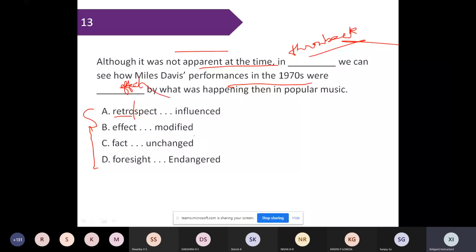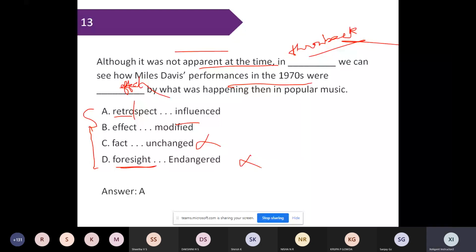In fact will not come. In fact is a separate word. You are making it as "in" followed by "fact". That will not come. And foresight is something we are predicting that's going to happen in the future. So again, foresight will not come. And endangered is logically unfit, that we can't place in any of the blanks. So the correct answer is option A, retrospect and influenced.